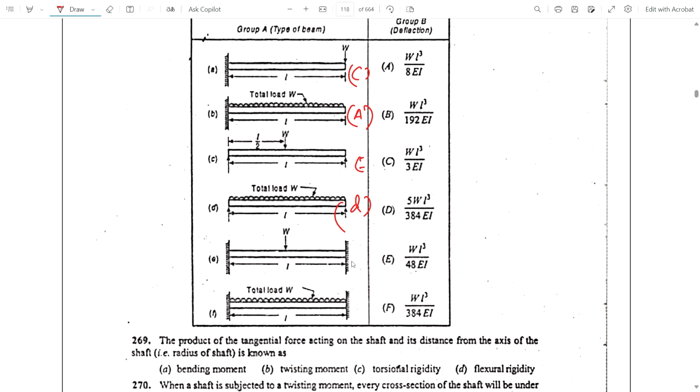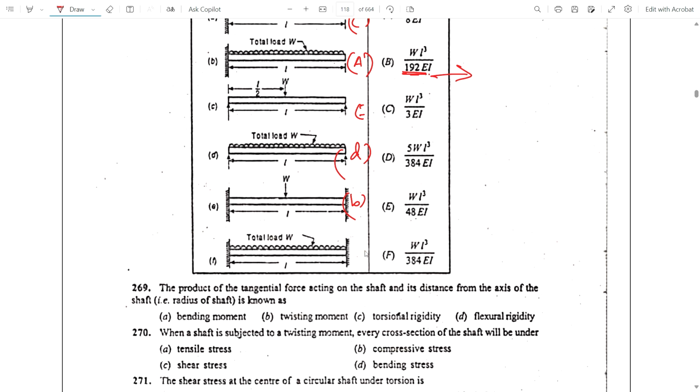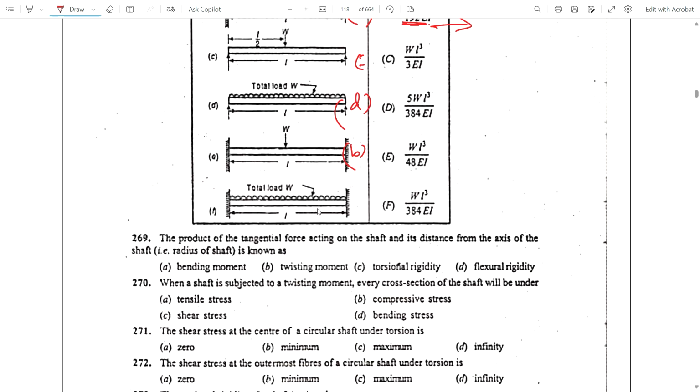The answer given is WL cube by 192 here. I got the value as 196 in one book, so I'm just confused here. For now you just remember this, I will recheck it, for a fixed beam with a point load in the middle. Now coming to the last one, a fixed beam with UDL given: the formula is WL cube by 384 EI. This is the F.